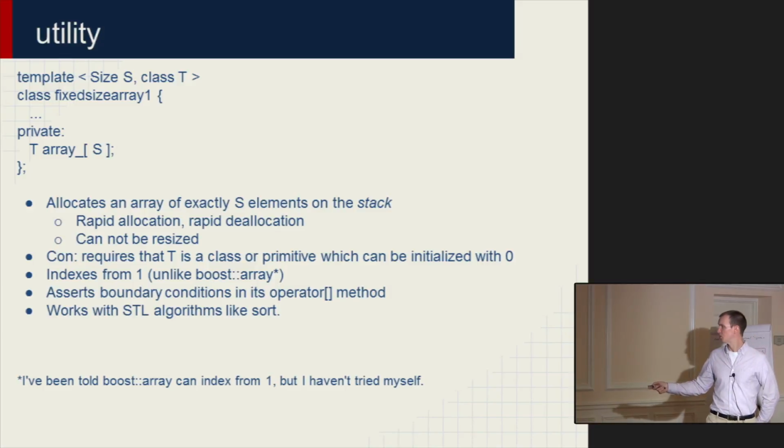Again, it asserts boundary conditions with its operator bracket method, which a C-style array does not. C-style arrays have no idea when you're walking off the edge of them. And it has the iterator classes that you need in order to use it in algorithms like standard sort.